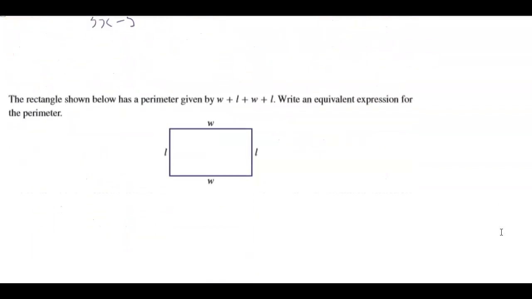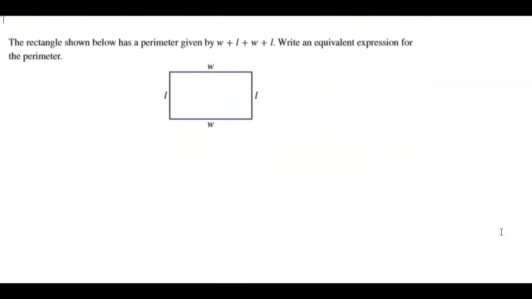All right, let's look at the next question. I put this one on here because it's a good way of showing you how we have equivalent expressions. Usually an equivalent expression is a simplified version of an expanded expression. Here we've got w plus l plus W plus L. Basically this is the perimeter of our rectangle. We can bring that together by grouping our like terms. We've got a W and a W, so two lots of W, and an L and an L, so two lots of L.